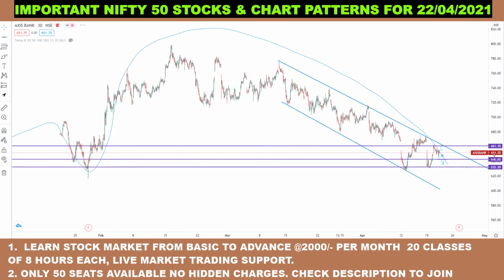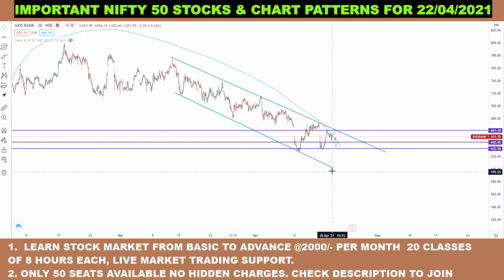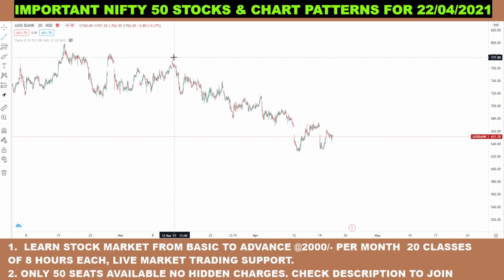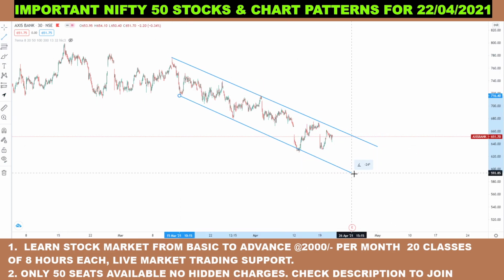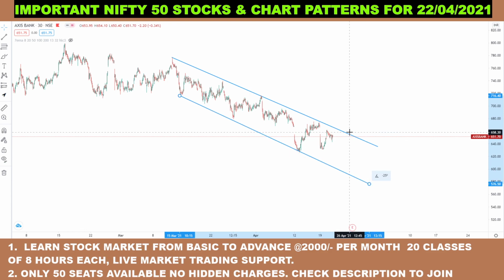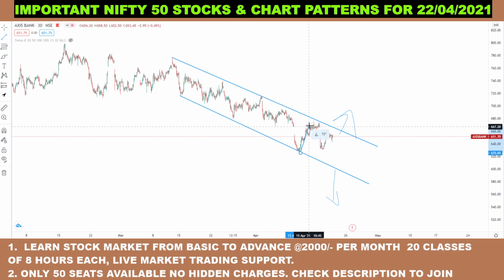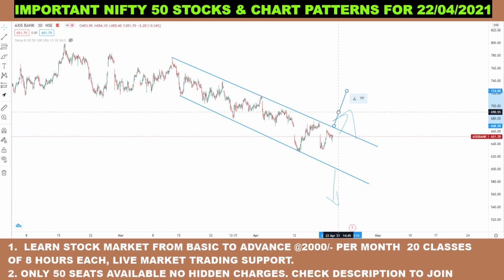Now what can happen again in this stock? See, if this stock gives a channel breakout or breakdown, suppose this is the channel for this stock, and if the stock gives a clear breakdown below this, or a breakout above this, then you can expect a target above this level and below this level.